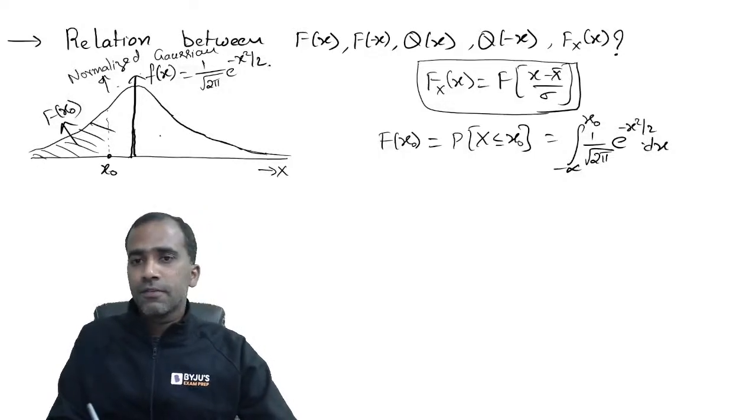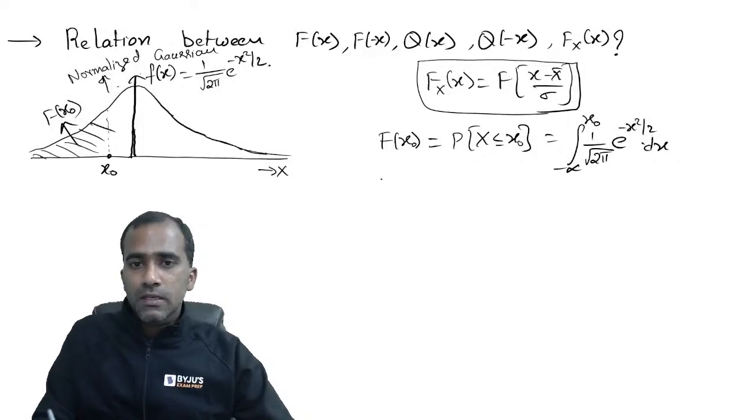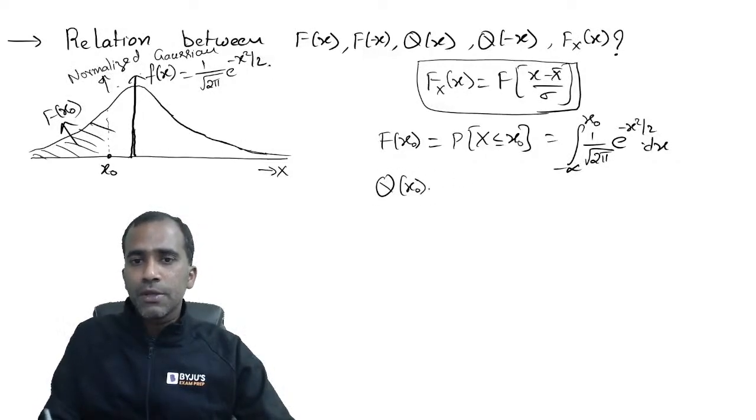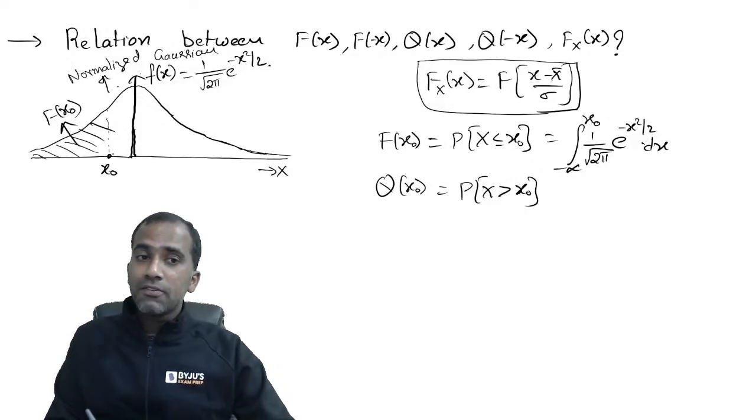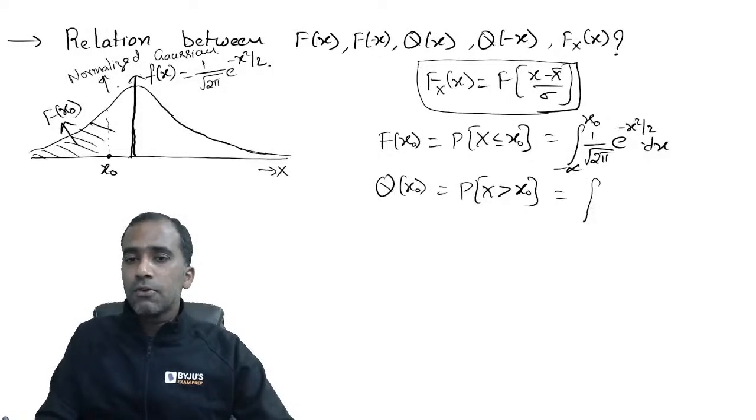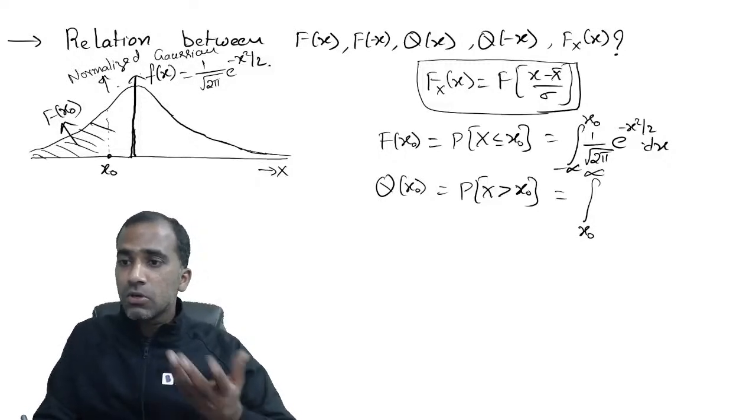The CDF function value at x naught is the area of PDF from minus infinity to x naught. Next, Q of x is defined exactly the opposite way. Q of x naught is P of X greater than x naught. It's just the opposite: the remaining area in the normalized Gaussian PDF, or the area from x0 to infinity. That is what we call the Q function value. Integration from x0 to infinity.